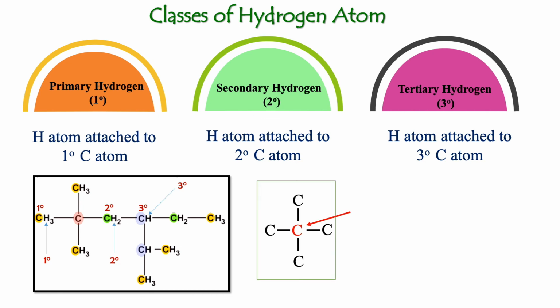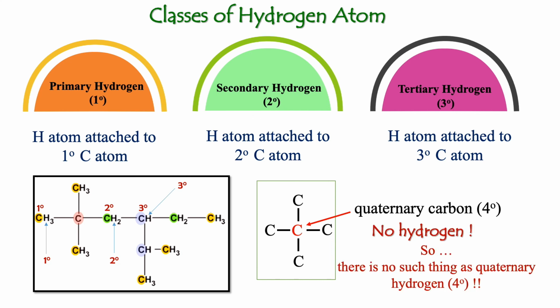If we have a situation where the carbon atom is attached to four other carbon atoms, which is what we call a quaternary carbon, this carbon has no hydrogen, so there is no such thing as quaternary hydrogen in this kind of molecule. That's all for the video.